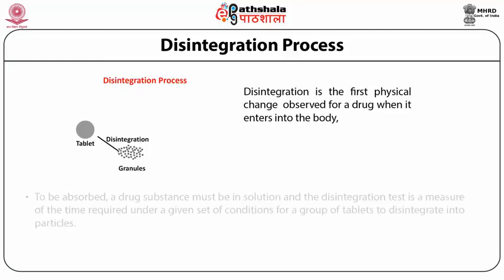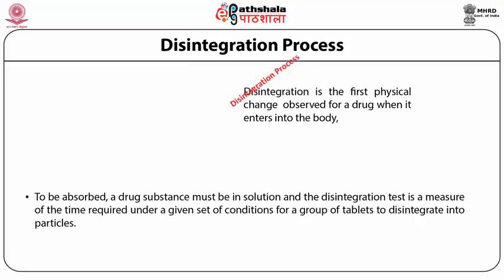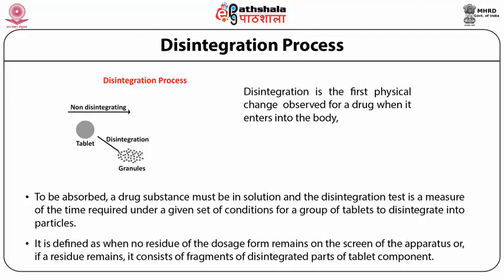For a drug to be absorbed, a drug substance must be in a solution form, and the disintegration test is a measure of the time required under a given set of conditions for a group of tablets to disintegrate into particles. Therefore, it is defined as when no residue of the dosage form remains on the screen of the apparatus used for disintegration, and if a residue remains, it consists of fragments of disintegrated parts of the tablet component.